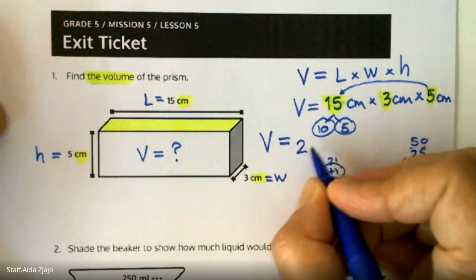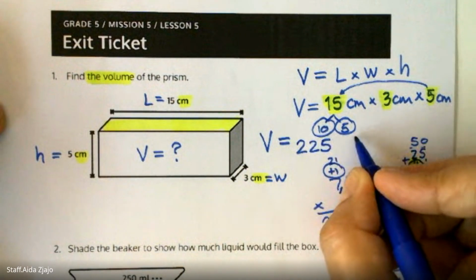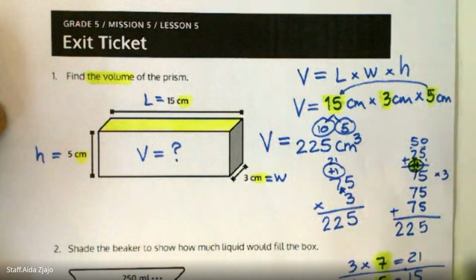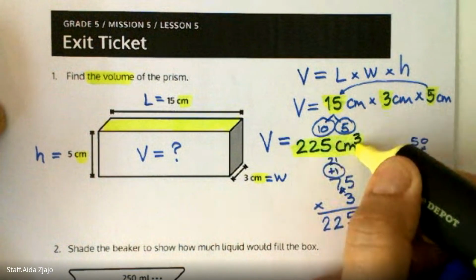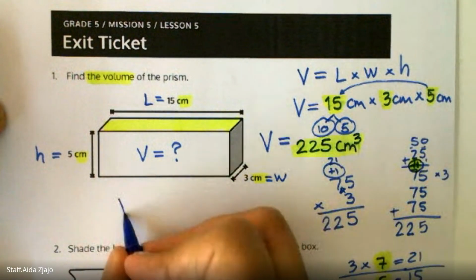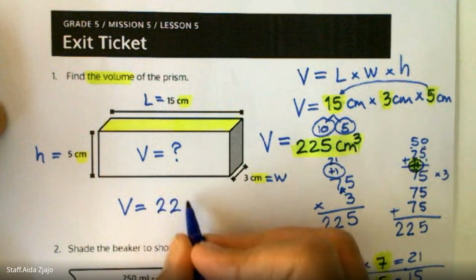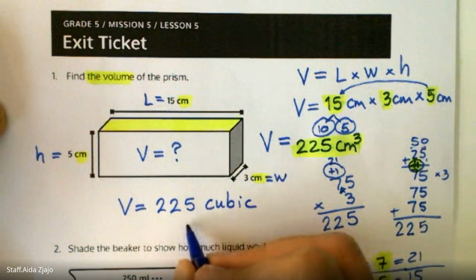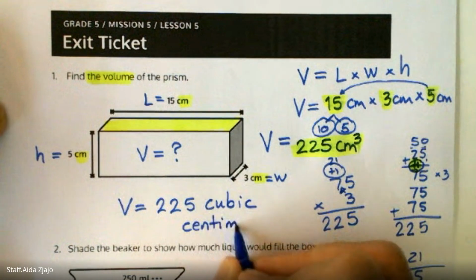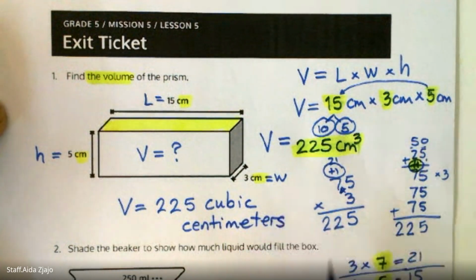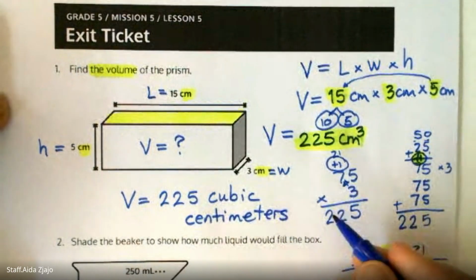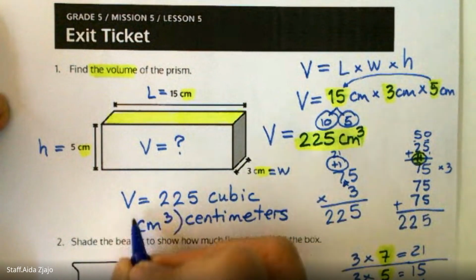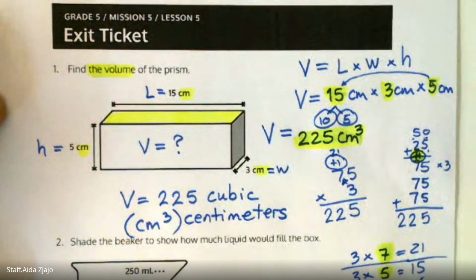So 225 cubic cm. This is the total. So the volume is 225 cubic centimeters. The short version is cm to the power of 3, cubic centimeters.